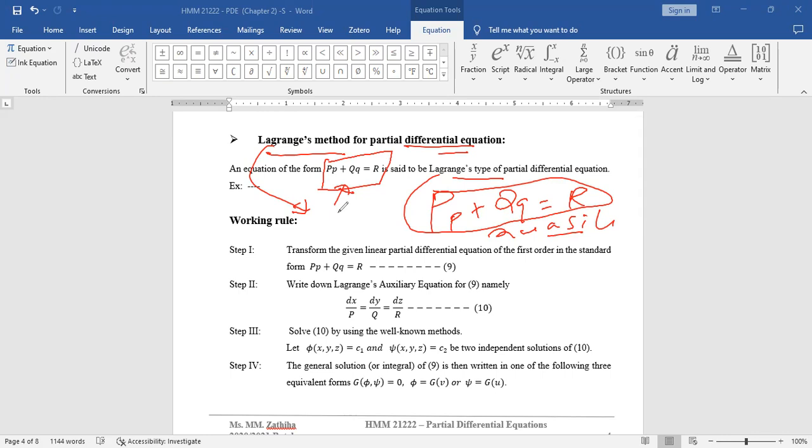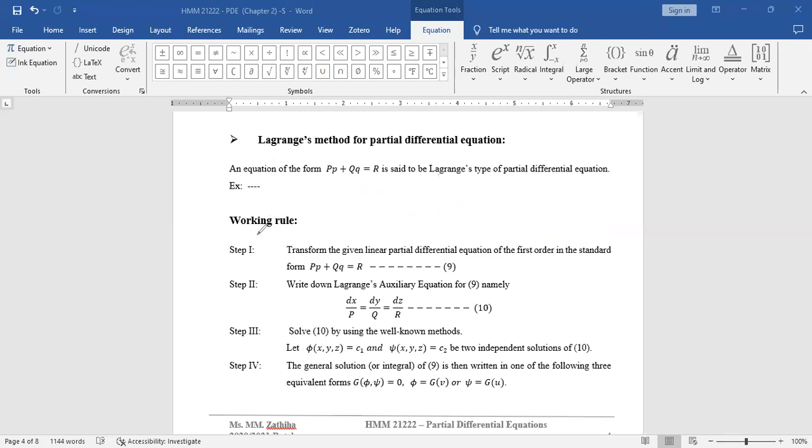The examples are coming anyway, so let's see first of all the working rule. Okay, so there are four steps. Whatever we have studied in the theorem, the steps have been derived from the theorem.